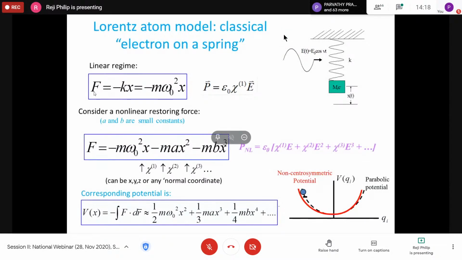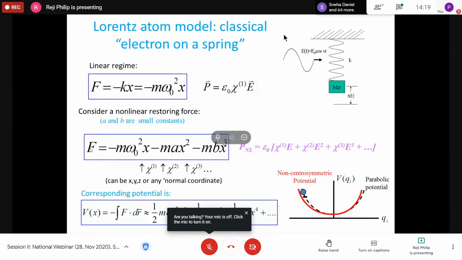Then we can write an expression for the force as a function of distance, F is equal to minus kx. This is the well-known Hooke's law, which is applicable for the electron as well. And we can write it as minus m omega 0 square x. Now if we consider a nonlinear restoring force, then we have to write it like F is equal to minus m omega 0 square x minus ma x square minus mb x cube. And if this corresponds to this kind of polarization, then this corresponds to this kind of polarization. So here you can see the E1 term, E square term, E cube term, like that.